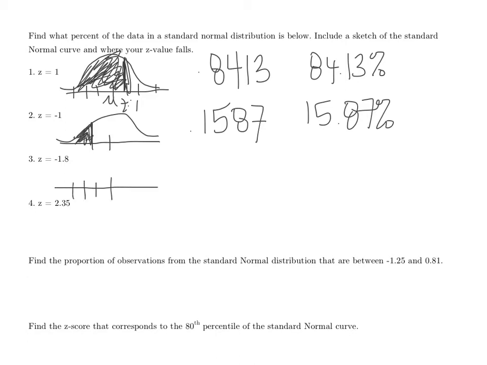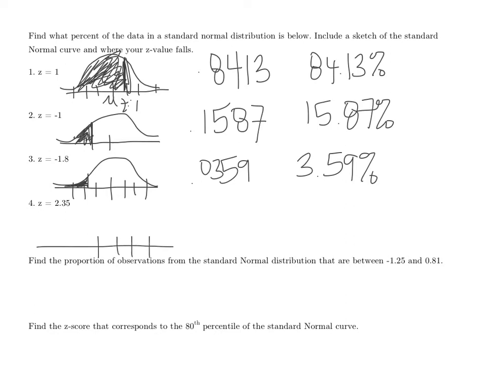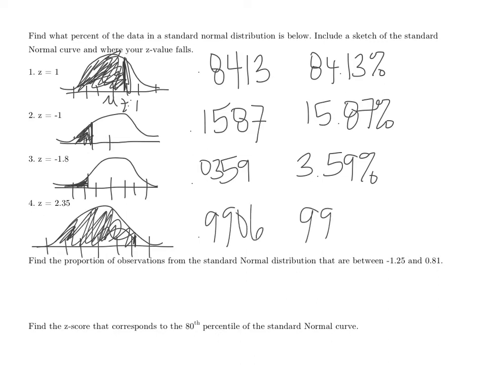Z equals negative 1.8. Here's the mean. 1, 2, 3. 1, 2, 3. That would be like right here. We're going to the left here, not very much area. And we get a value of 0.0359, which as a percent would be 3.59%. Okay, last one, 2.35. Draw a curve. Alright, 2.35 would be about here. Oh, and I just made a big mistake because it's not to the right, it's actually to the left. So let me undo that. 2.35 to the left. Sorry about that. 0.9906, which is 99.06%. That's how you use Table A in the back of your book.